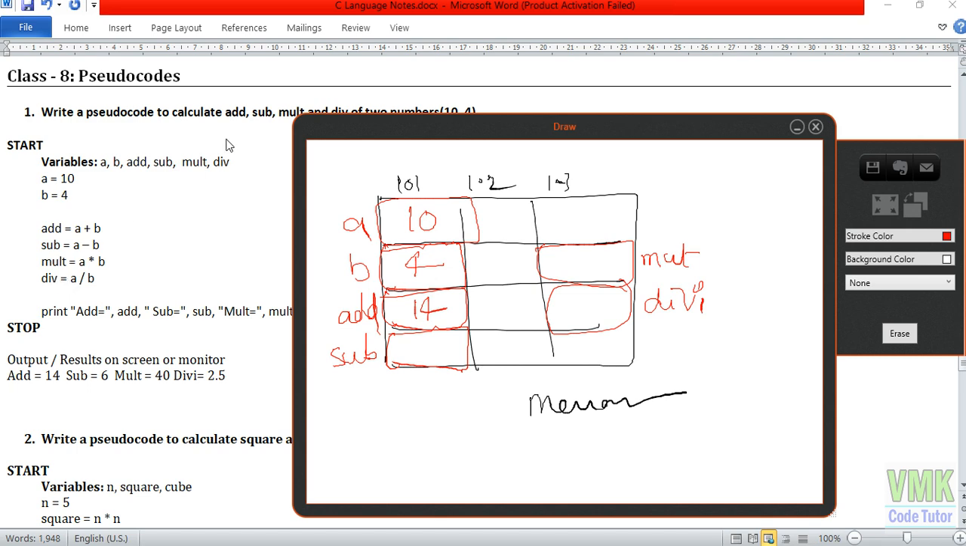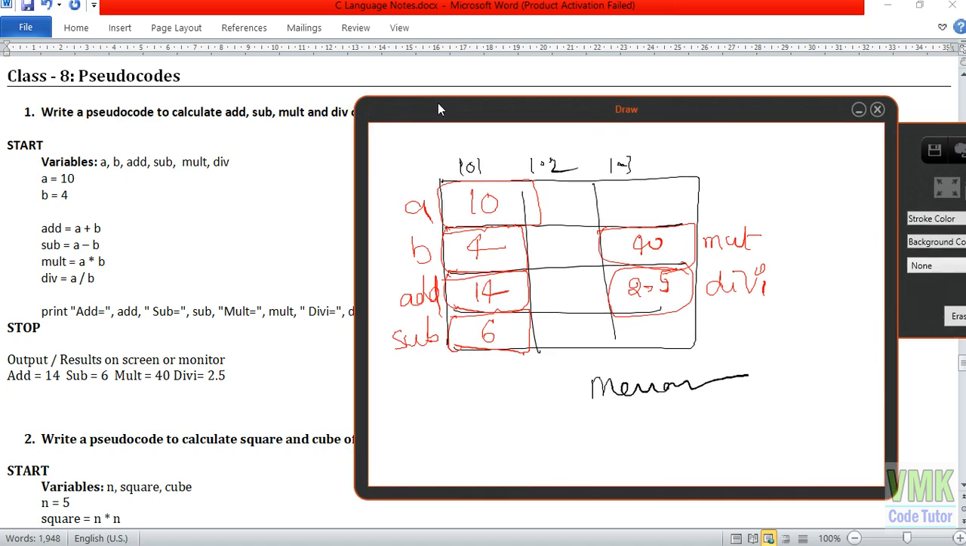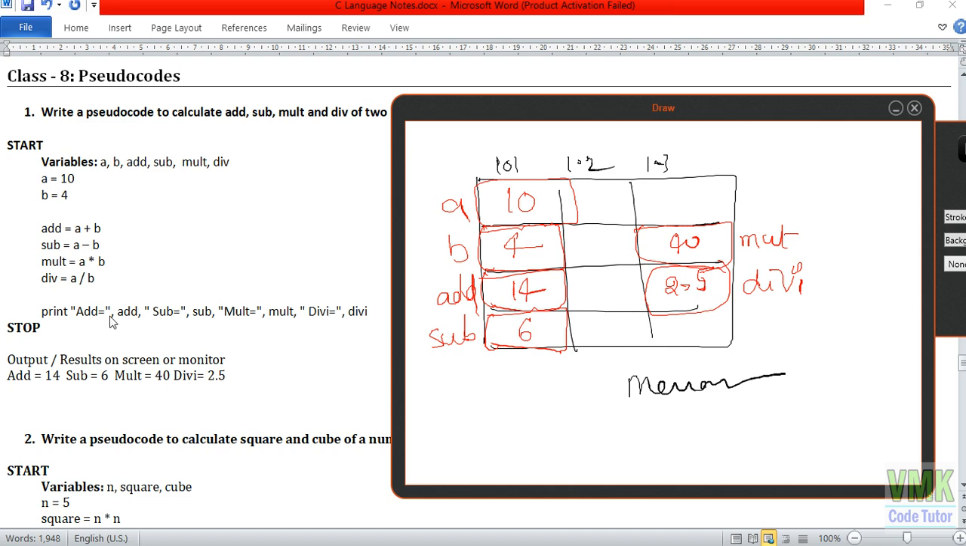into division. So what is the subtraction? 6. Multiplication is 40, and division is what? 2.5. Okay, 2.5 is going to be stored. And finally it is going to print the result. See, add is equal to add. Now add is going to print on the monitor. This is output. Output means it prints on the screen.